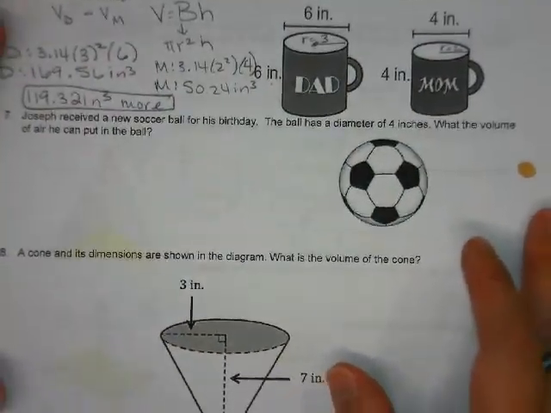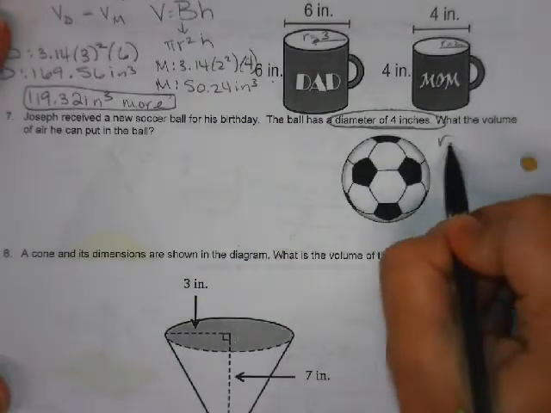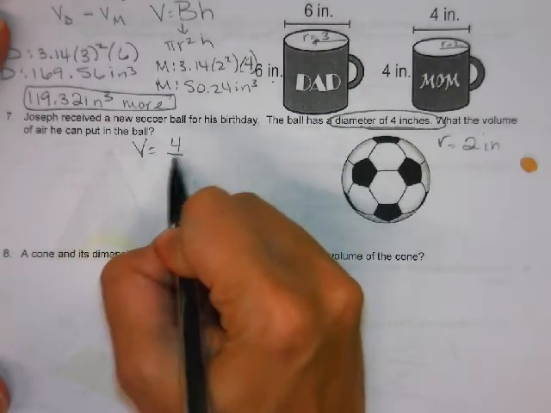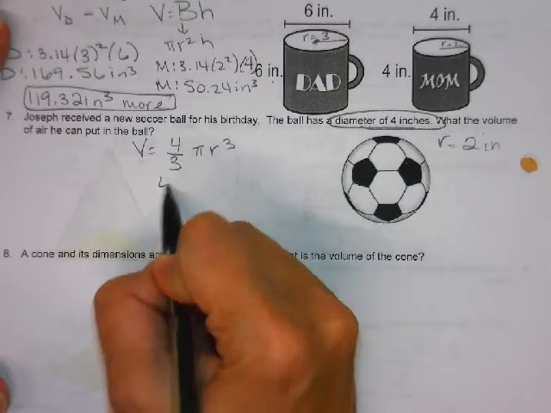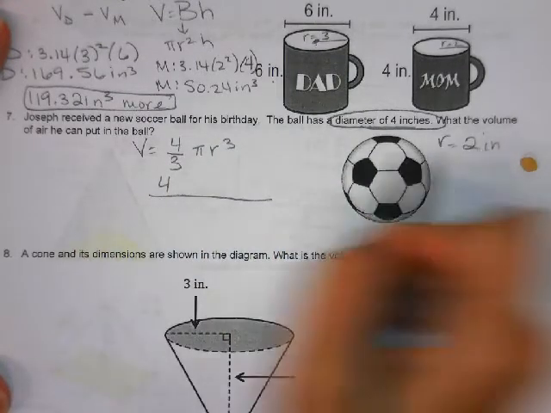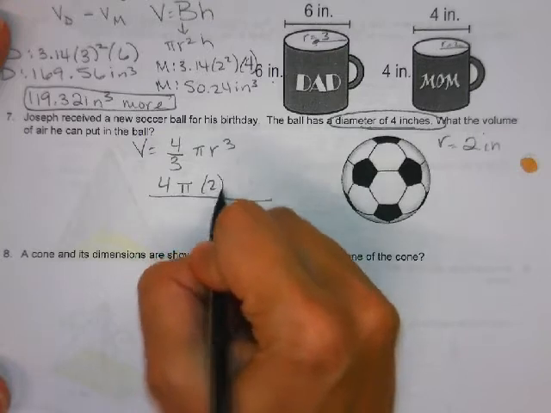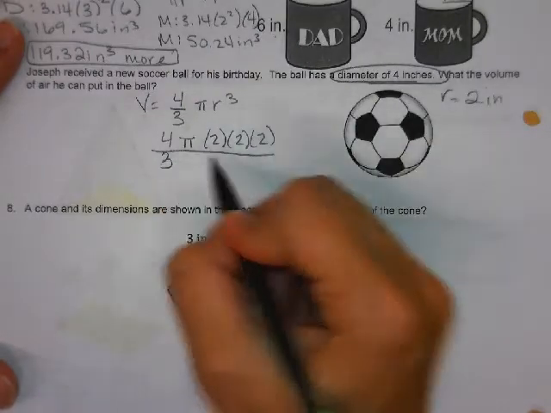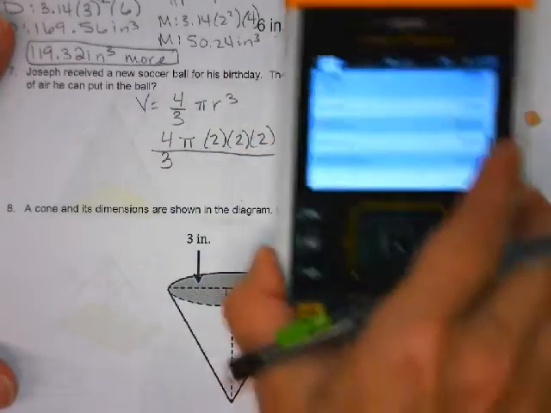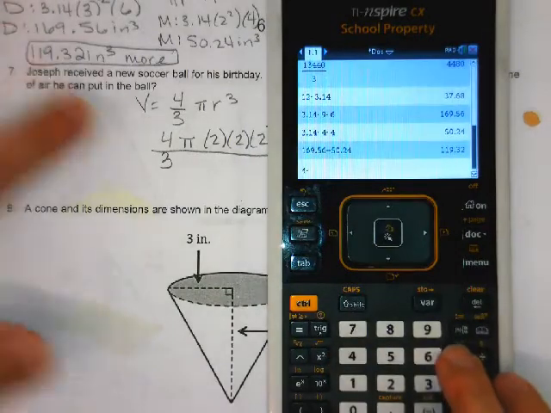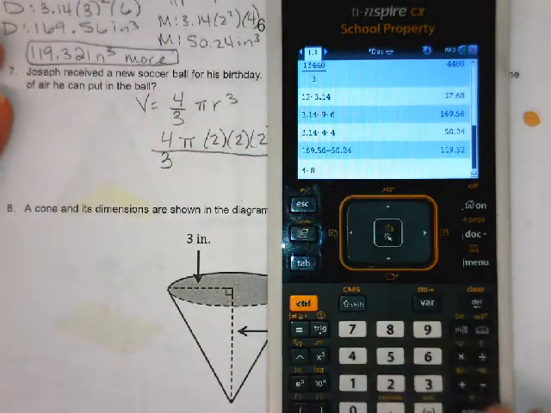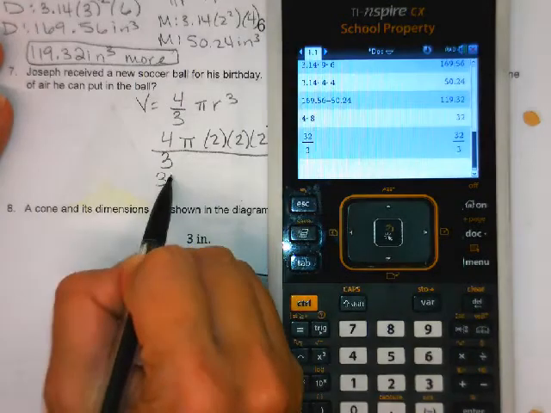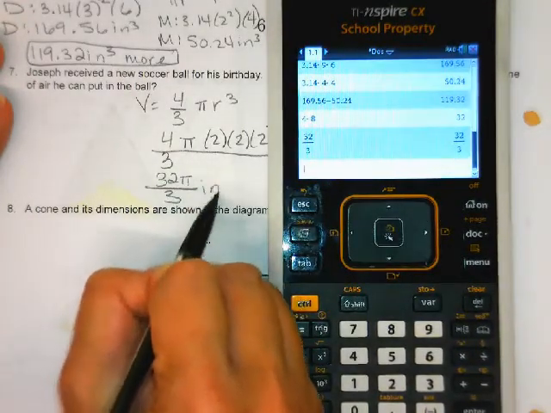Joseph received a new soccer ball. It has a diameter of 4, which means the radius is 2. What is the volume? So the volume of a sphere is 4/3 pi r cubed. I'm going to go ahead and write this one in terms of pi and as a number. r cubed. Make sure you're using 2 and not 4 over 3. So I could very well say I know that 2 times 2 times 2 is 8. And then we need to divide by 3. We can leave it as a fraction. We can write 32 pi over 3 inches cubed.